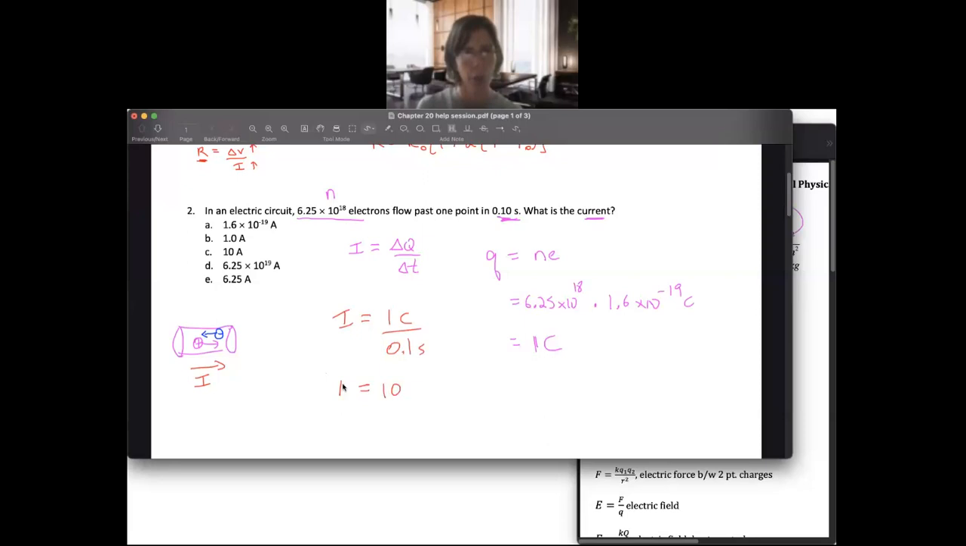So the current is going to be 1 coulomb over 0.1 seconds, which is going to be 10. And what's the unit for current? It's amperes or amps. So it's equivalent to coulombs per second, but the standard unit is amps. All right. Everybody good with this one?